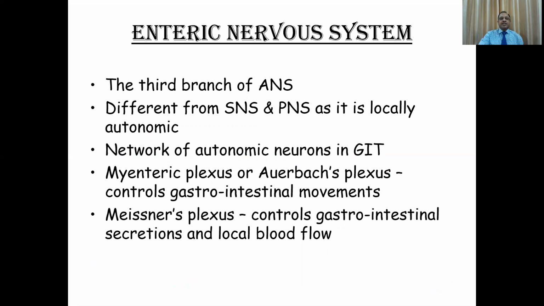Enteric nervous system is considered to be the third branch of autonomic nervous system, which is different from both sympathetic and parasympathetic, as it is supposed to be locally autonomic. It consists of networks of autonomic neurons in entire gastrointestinal tract and is generally differentiated into two plexuses. One is called myenteric plexus or Auerbach's plexus, which is controlling the gastrointestinal movements, and the other one is Meissner's plexus, which controls gastrointestinal secretions and local blood flow.